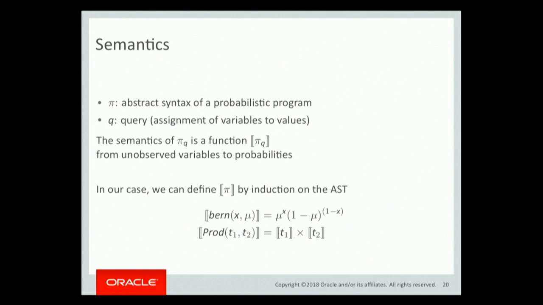So if I say that my program is pi, my abstract program, and the query is q, then the semantics of a program combined with a query is a function that goes from all the unobserved variables, the variables I didn't condition on, to some probabilities. And because I define my language so simply, I can just say it's defined by induction on the abstract syntax. For example, the meaning of Bernoulli of x and mu is exactly what you would expect. And if you have a product of two terms, it's going to be the product of the two meanings, etc. I don't want to go over all the rules, but basically, it's all pretty simple.